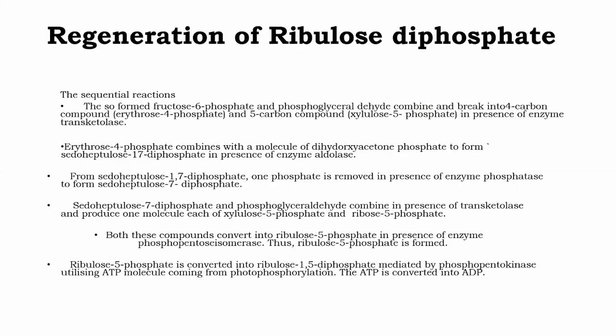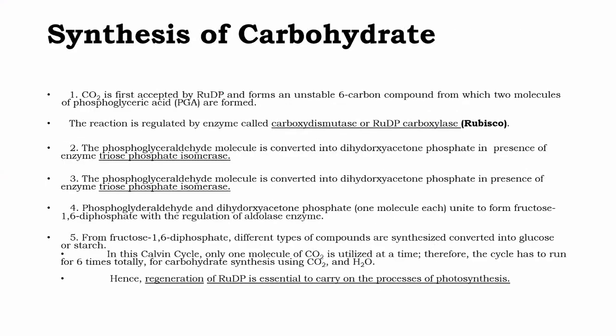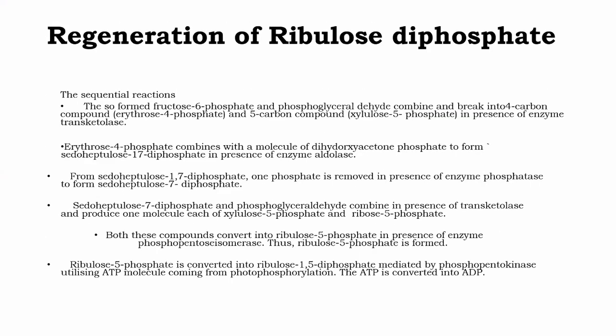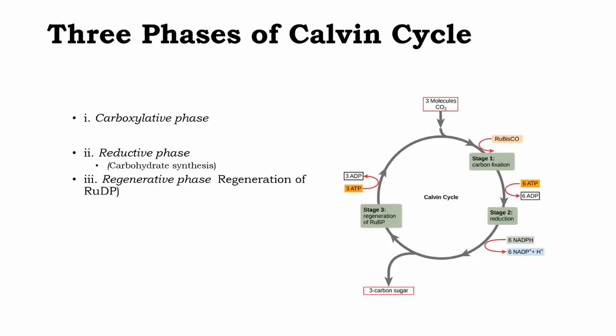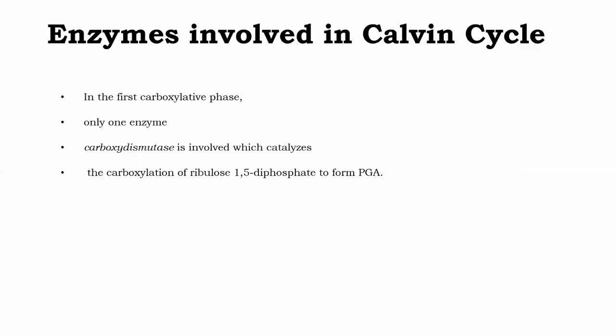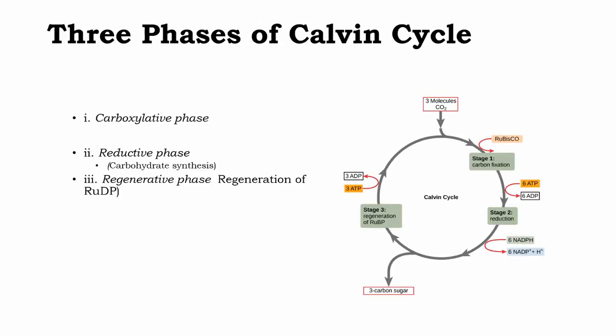You have to see that these two may have several steps. These steps are in the big carbon cycle. I don't want to explain that. You can go and study that. Now, in these 3 phases, there are several enzymes involved. I have already told you this is a purely enzymatic reaction, the Calvin cycle.